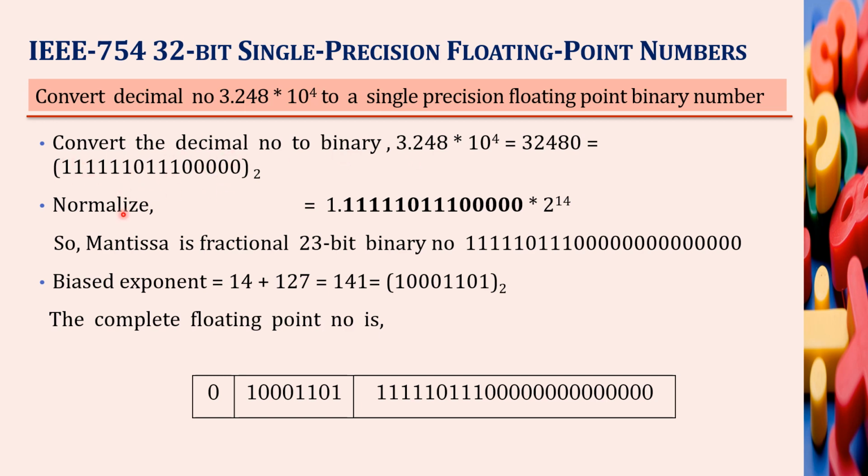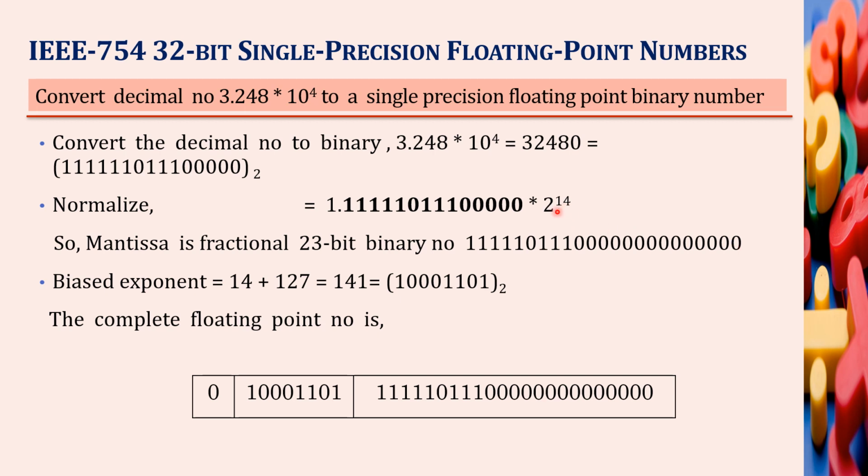Then the next step is to normalize it by putting the binary point immediately after the first non-zero digit. We get 1.11111111000000 times 2 power 14. Now we have the fractional part. Make it a 23-bit binary number by putting zeros in the remaining bit positions.